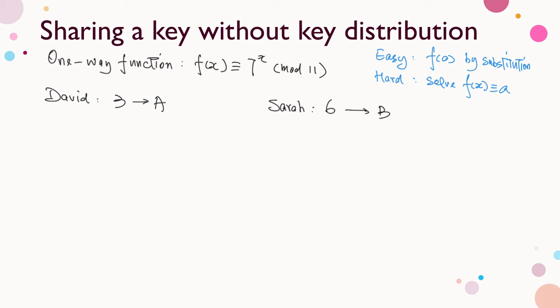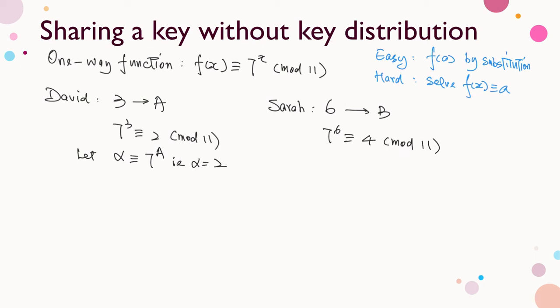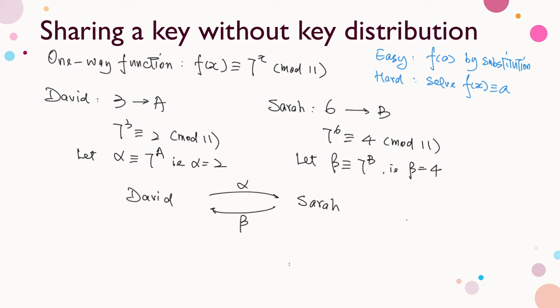David puts 3 into the one-way function and gets 2. Let the result be alpha. Sarah puts 6 into the function and gets 4. Let the result be beta. They send their results to each other. That is, David sends alpha to Sarah and Sarah sends beta to David.